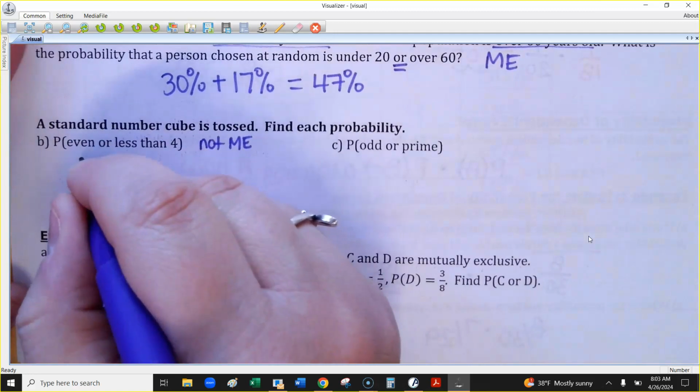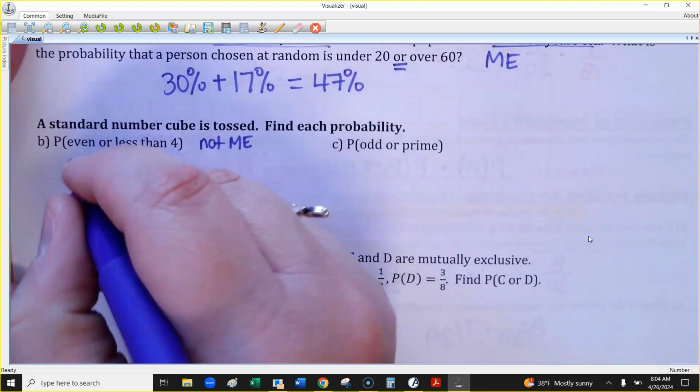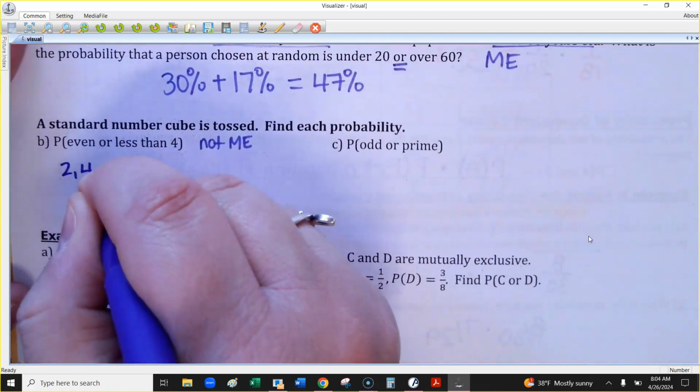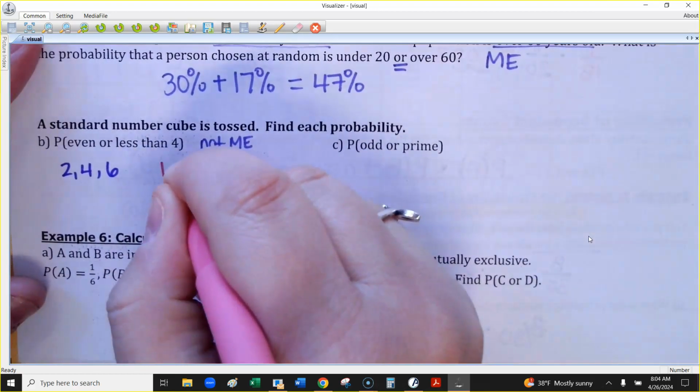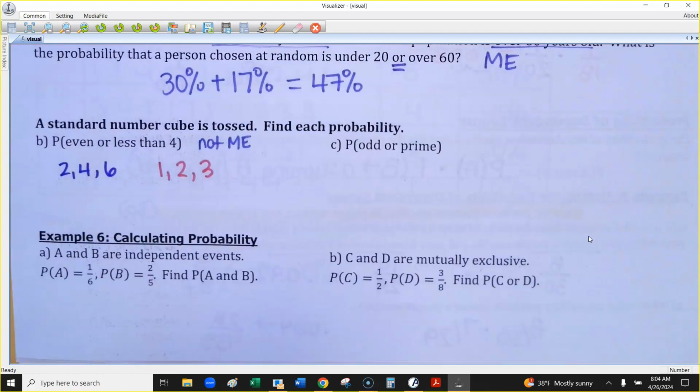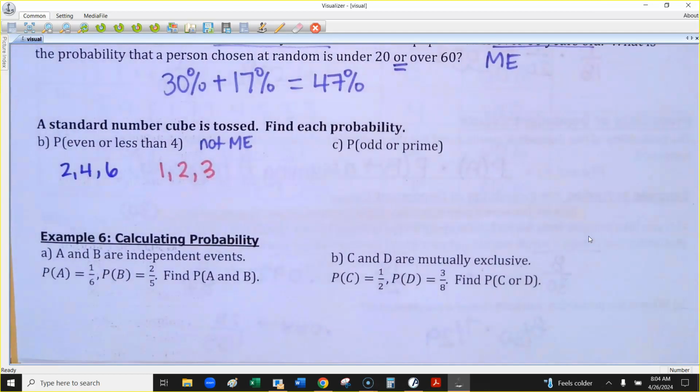So even numbers, if you roll a die, would be 2, 4, 6. Those are all the even numbers you could roll. Now, a number less than 4, would 4 be included in that group? It just says less than, not less than or equal to. So numbers less than 4 would be 1, 2, and 3. Okay, now, you could just count these all up.